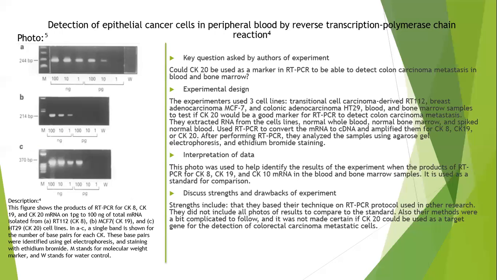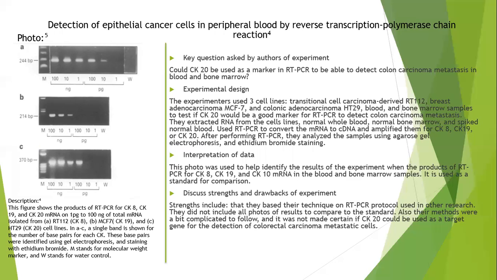The experimental design included that they used 3 cell lines: transitional cell carcinoma-derived RT-112, breast adenocarcinoma MCF7, and colonic adenocarcinoma HT29, and blood and bone marrow samples. And they extracted RNA from the cell lines, normal whole blood, normal bone marrow, and spiked blood.